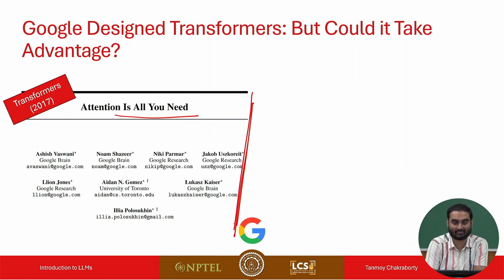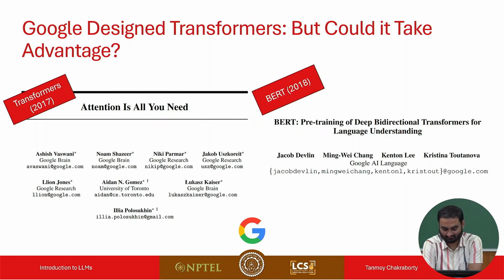I don't know how many hits this paper has received so far. So Google continued their journey, right? In 2018, they introduced this famous BERT model, the bidirectional encoder model. This is essentially a new architecture and a new training protocol. They introduced the concept of masked language model.